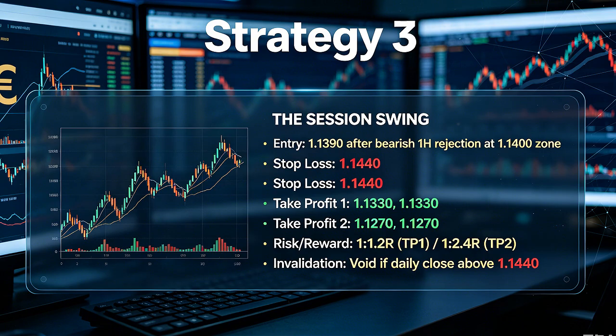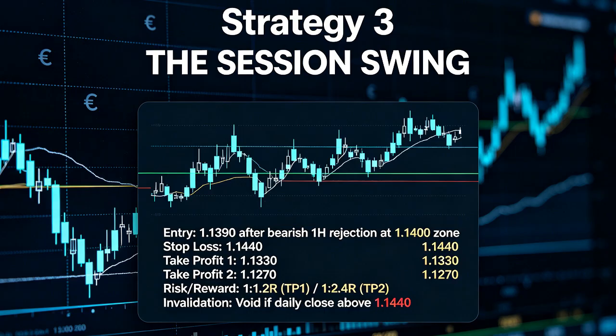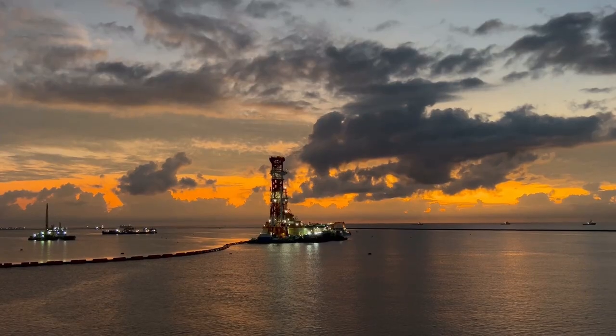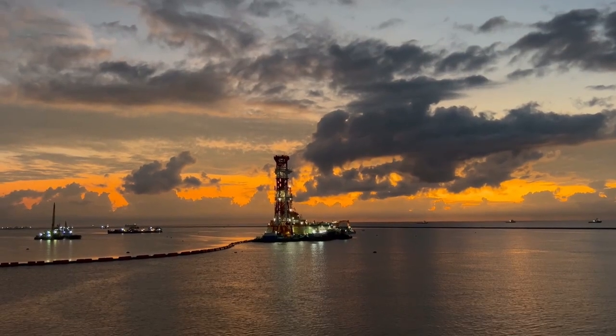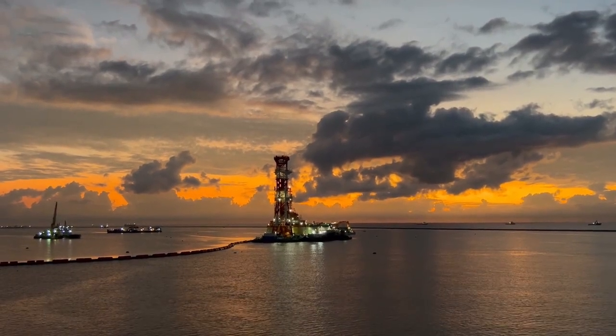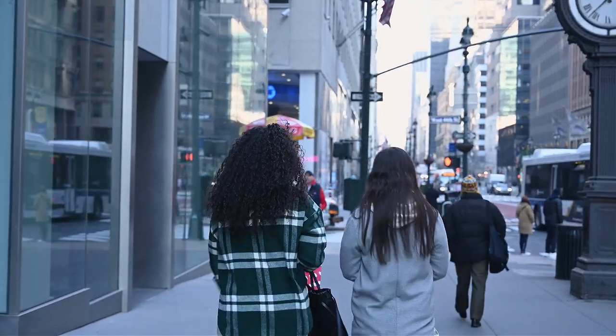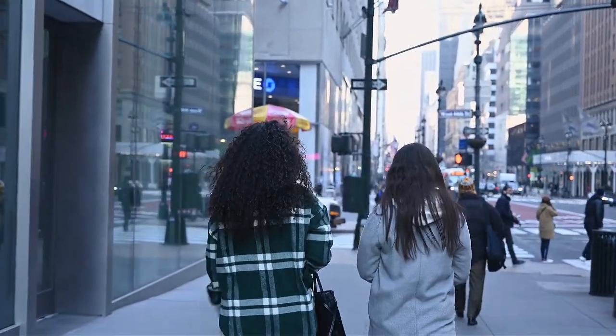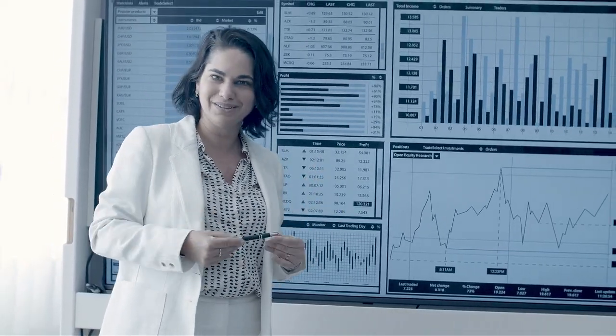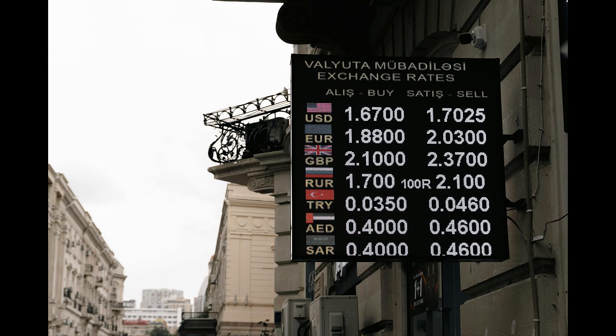Strategy 1, the opening scalp entry: 1.1385, 5M bearish engulfing after pullback. Stop loss 1.1405. Take profit 1: 1.1356. Take profit 2: 1.1330. Risk reward: 1:1.5R for TP1, 1:3R for TP2. Invalidation: void if 5M candle closes above 1.1395.